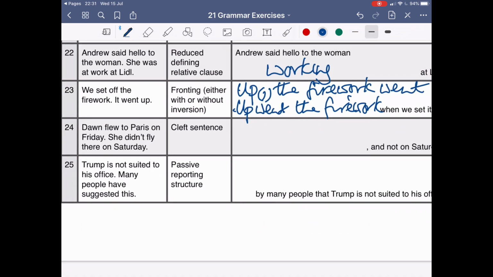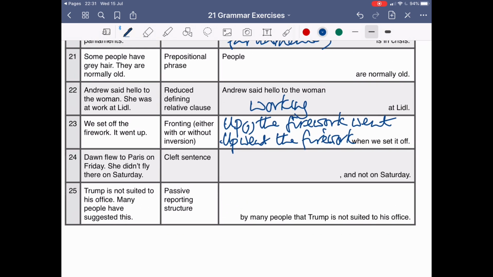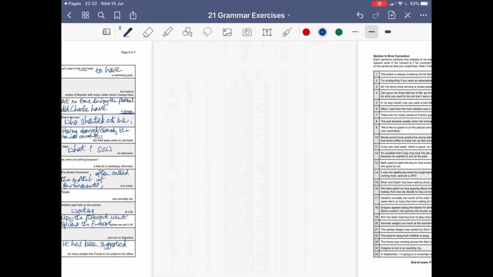25. Oh, this is true. This is still true now as well. Passive reporting structure. Okay, Trump is not suited to his office. Many people have suggested this. Passive reporting structure. We know that obviously that's passive, and we know as a passive reporting structure, at least for this exam, that will always start with the word it. Many people have suggested this, so it has been, because we want to keep the same tense and aspect, okay? It has been suggested by many people that Trump is not suited to his office, okay.